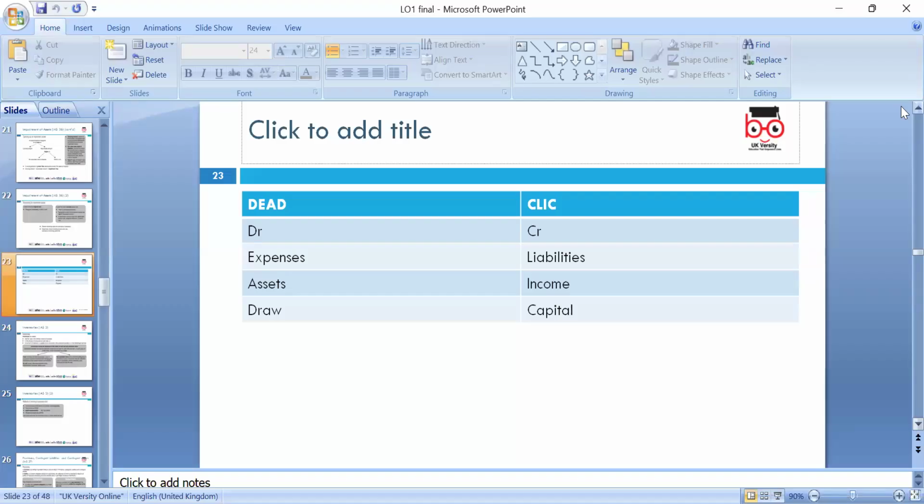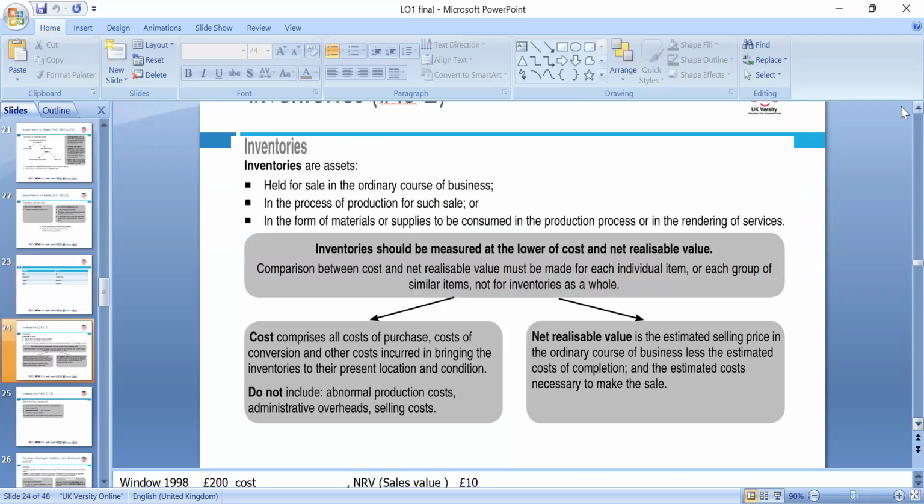Of course, nowadays nominal codes are fairly well contextualized, and entering one side can automatically create the figures. Liability means the legal obligation, income means the sales, and capital means the investment. When these increase we credit, and when these decrease we debit. The opposite of debit is credit, so keep that in mind. Please remember double entry bookkeeping.